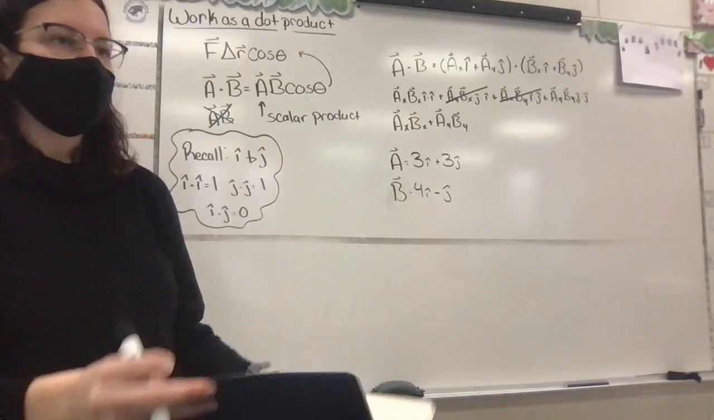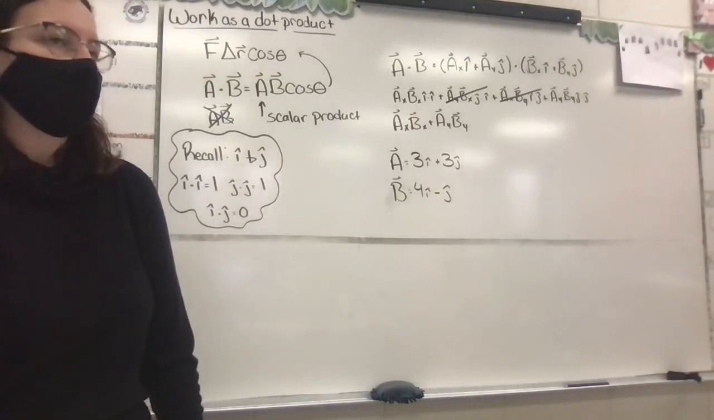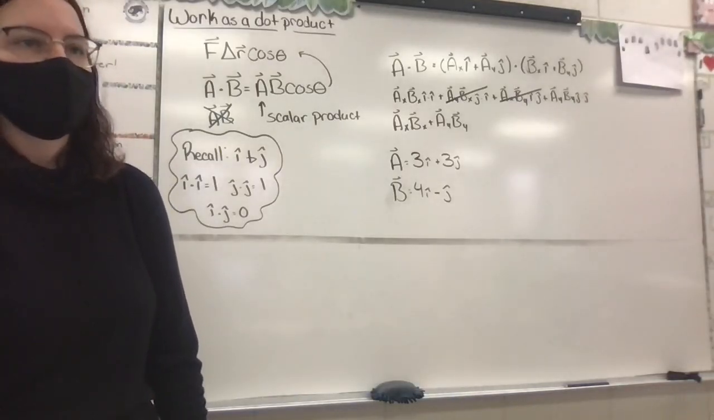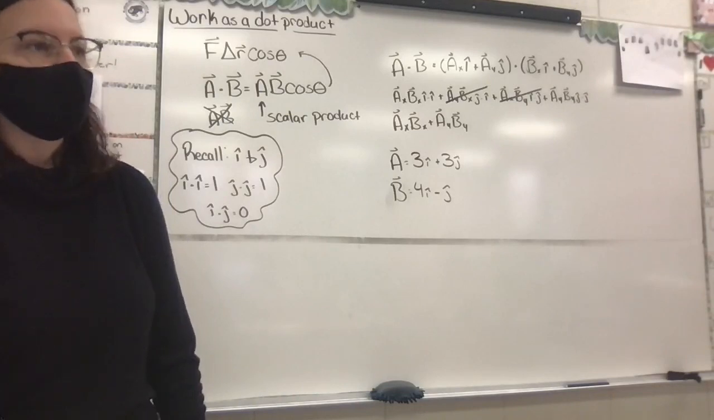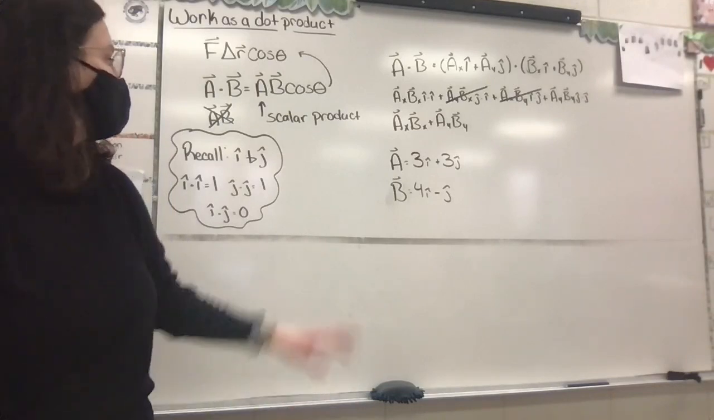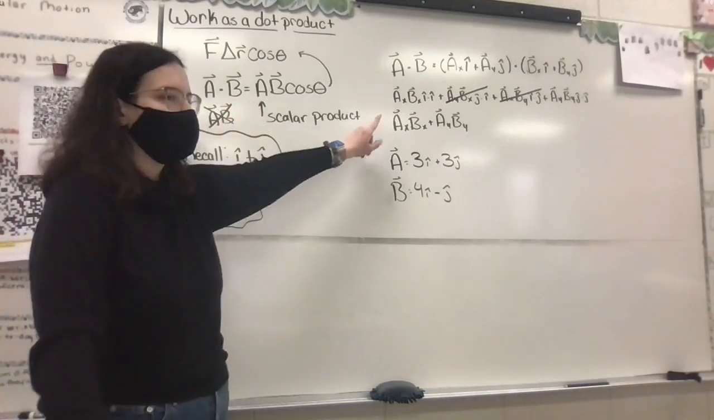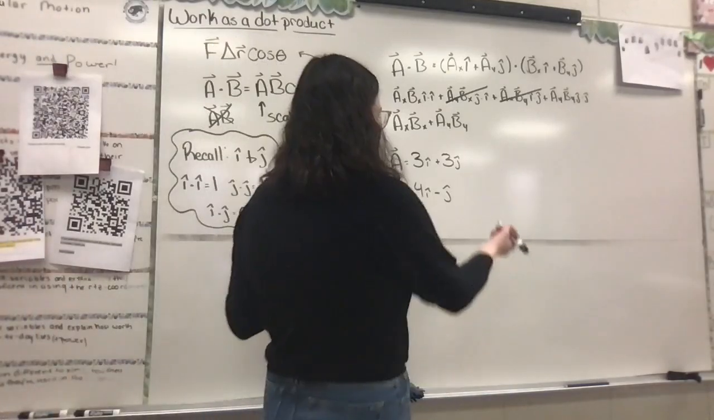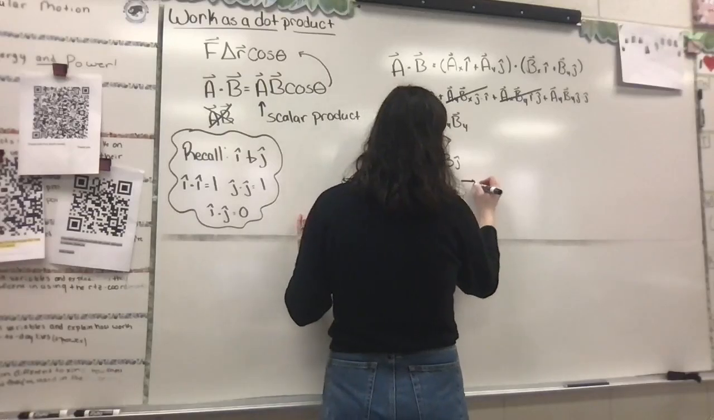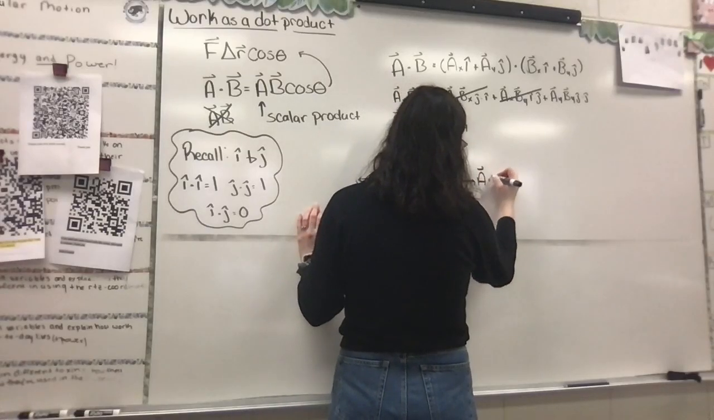Were you given an angle here? But they obviously make some sort of angle, possibly. Something's going on with them and you want to dot them together, okay? So are we going to be able to use this method? No, we're going to want to use this method. So how would you go about plugging this in?